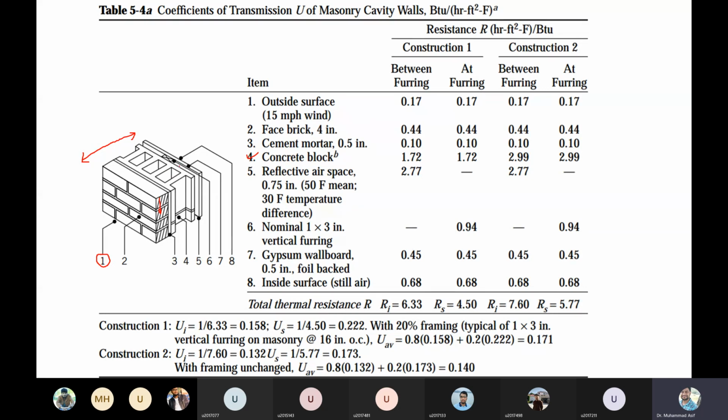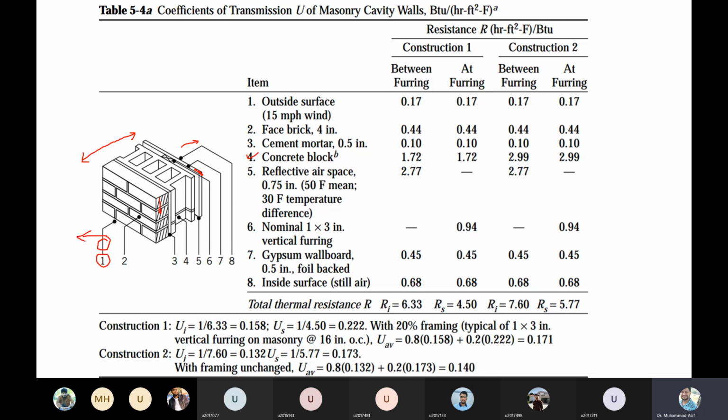Then another layer, let's say this layer is made up of the vertical furring, and then inside we have the gypsum wallboard. Normally they use the wallboard inside of the room, and then we have the inside air, right? So these are the layers when we analyze the wall. As you can see, there are so many resistances. One of them, the outside resistance, will be convection, right?